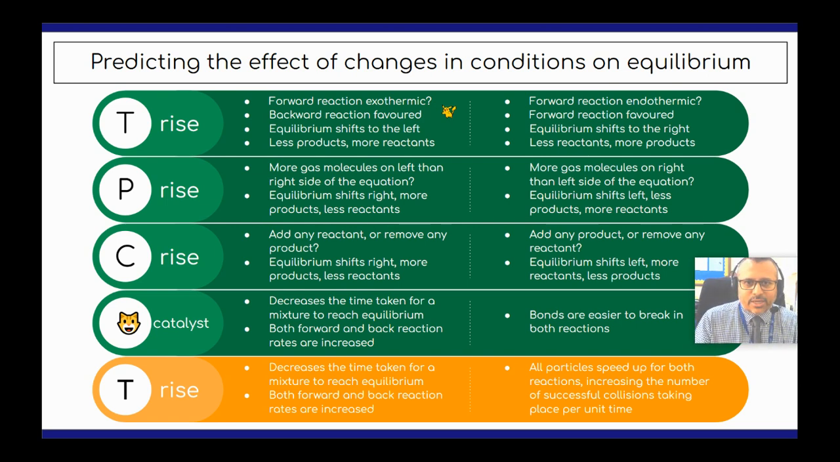If so, that means that the backward reaction is favored and the equilibrium shifts to the left, fewer products, more reactants. By using this grid, you should be able to handle any question, even multiple choice questions, that they can ask you in your GCSE for any particular change in conditions on equilibrium when they're asking you to predict the effects.